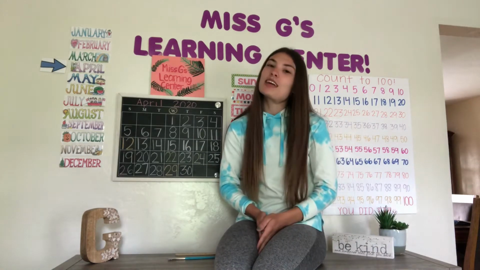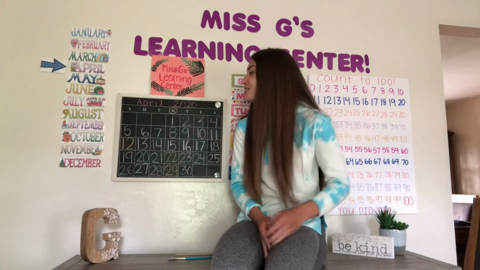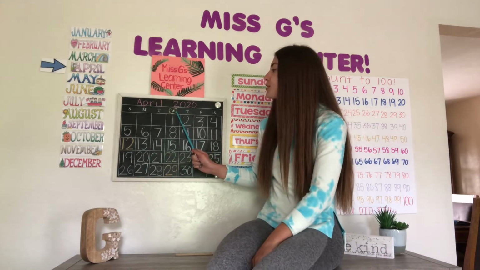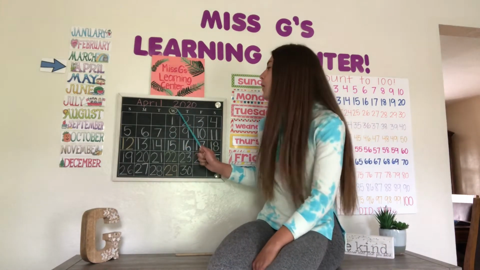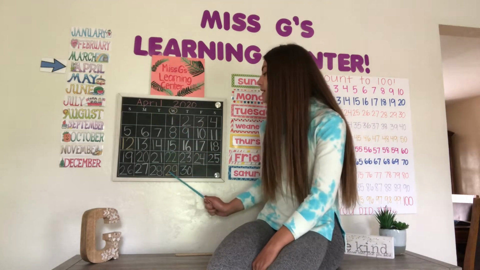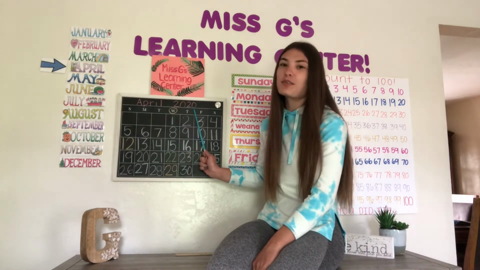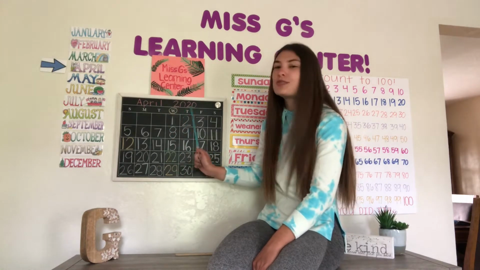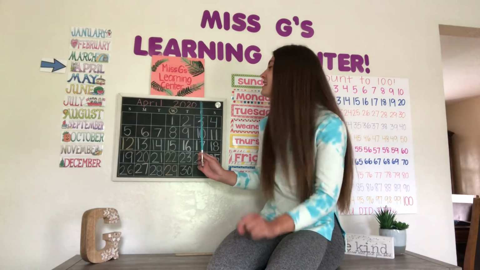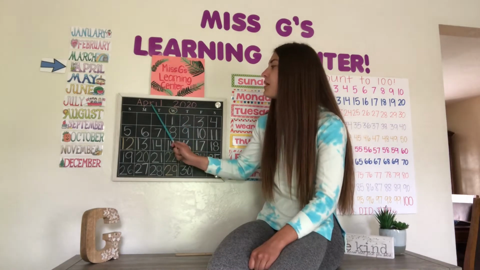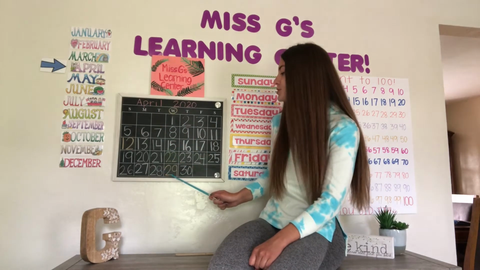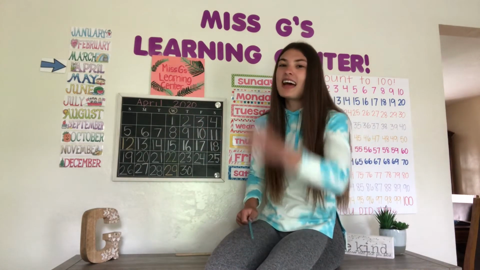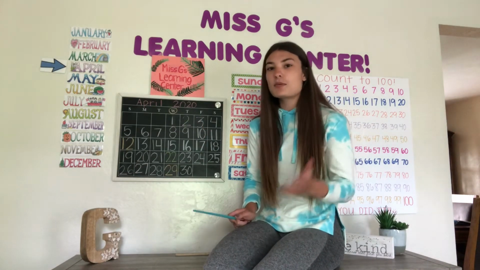Let's get started with our morning meeting today. So let's start with our calendar. Our W is circled because we know that today is Wednesday, April 29th, 2020. Repeat after me. Today is Wednesday, April 29th, 2020. One more time. Today is Wednesday, what month? April, what number? 29, 2020. Very good.